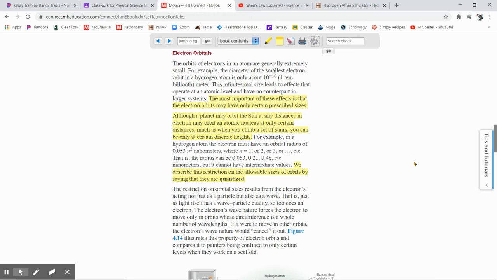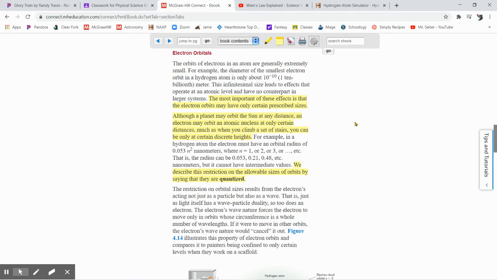Electron orbits. All right, electron orbitals or orbits. The most important effect is that electron orbits may only have one certain prescribed size. So it's not like these orbits are all different sizes; they're prescribed sizes. Although a planet may orbit the sun at any distance, an electron may orbit an atomic nucleus at only certain distances. Much as when you climb a set of stairs, you can only be at a certain discrete height, on only a stair.